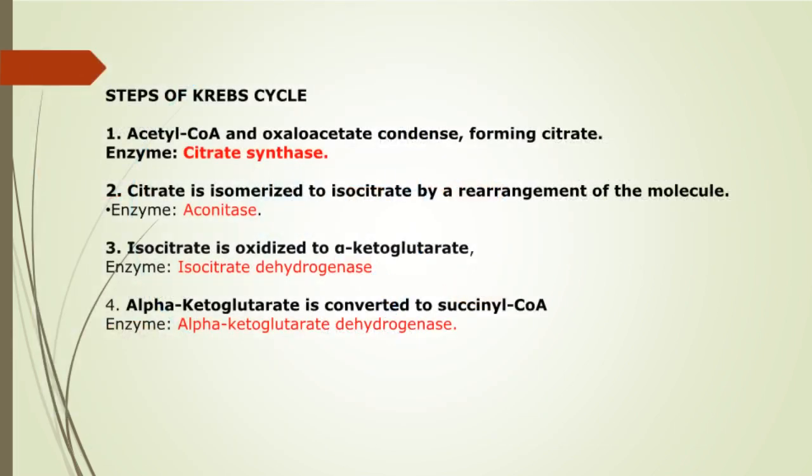Steps of Krebs cycle. 1. Acetyl-CoA and oxaloacetate condense, forming citrate. Enzyme: citrate synthase. 2. Citrate is isomerized to isocitrate by a rearrangement of the molecule. Enzyme: aconitase. 3. Isocitrate is oxidized to alpha-ketoglutarate. Enzyme: isocitrate dehydrogenase. 4. Alpha-ketoglutarate is converted to succinyl-CoA. Enzyme: alpha-ketoglutarate dehydrogenase.